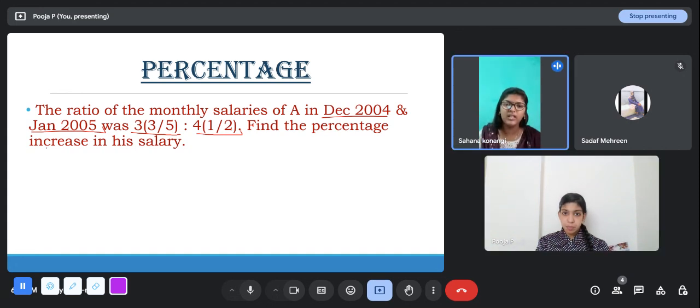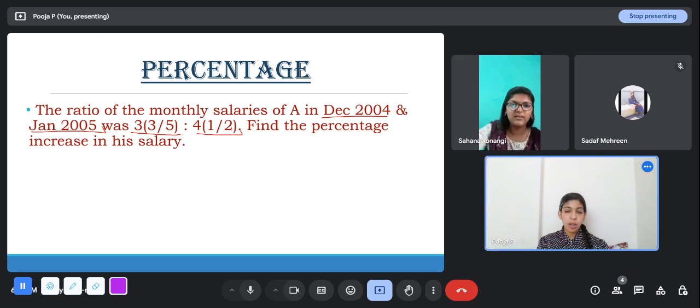Ma'am, we then take the formula of total increase by initial value into 100. That's correct, but directly you cannot do it because first you have to take it into ratios. The given values are ratios, so you'll have to convert it into complete numerical ratios, or individual numbers you're supposed to get on both sides of the ratio. Yes, ma'am. Right. So how do you do that?